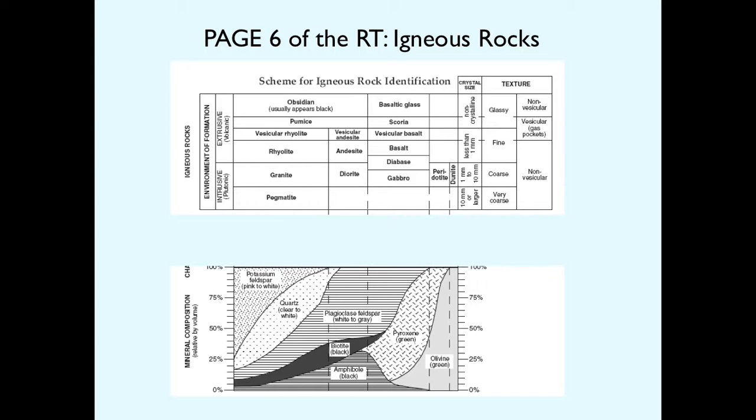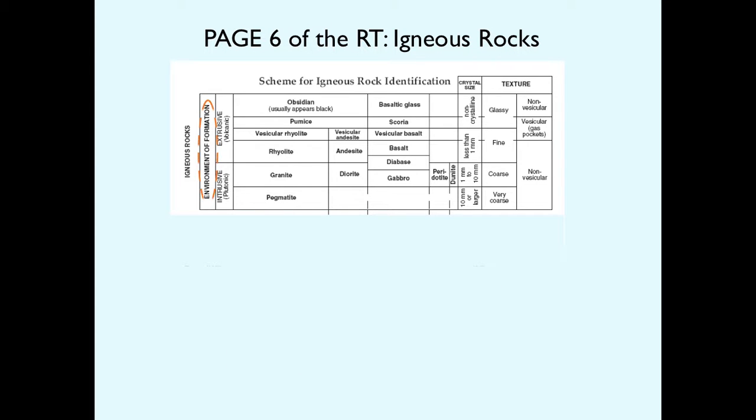So on this left-hand side, we're going to block out the bottom for now. On the left-hand side, we see environment of formation. You can see intrusive and extrusive under that. Directly across, where it's circled in green, you can see the crystal size and the texture. So at the top, we have no crystals and glassy, and then the crystals get larger as you go to the bottom of the chart. Fine, coarse, very coarse texture, indicating a longer cooling time. You can also see vesicular hiding over next to glassy and fine on the edge.